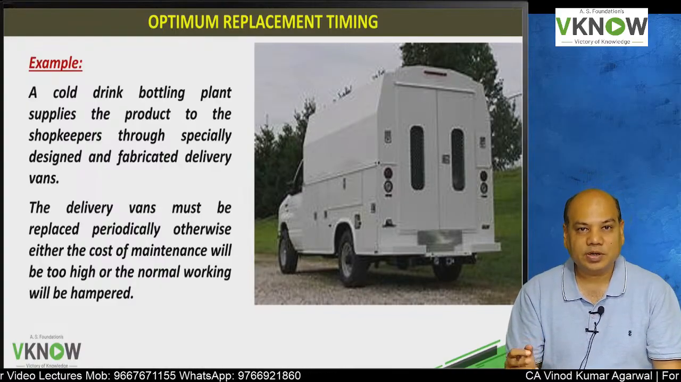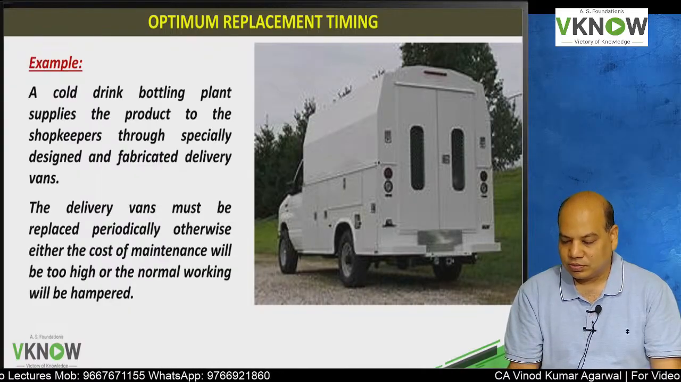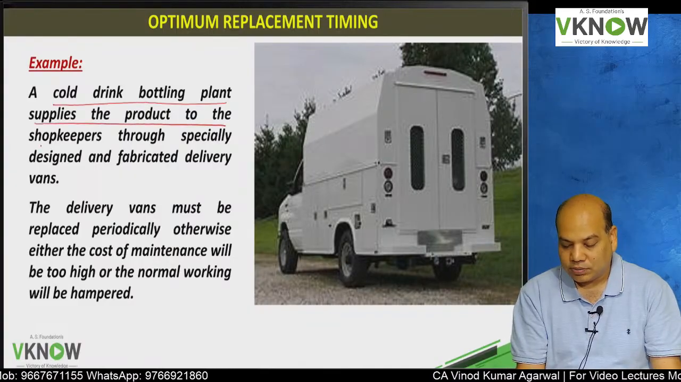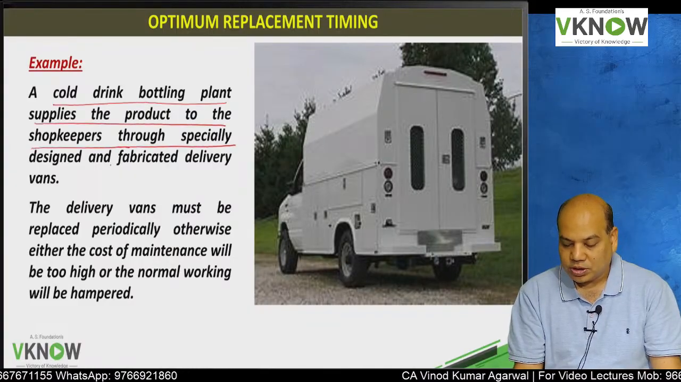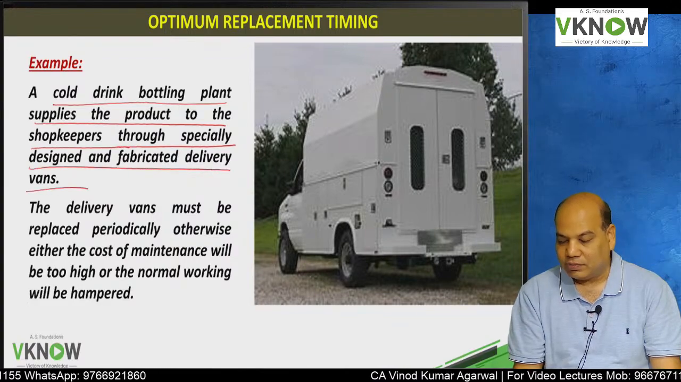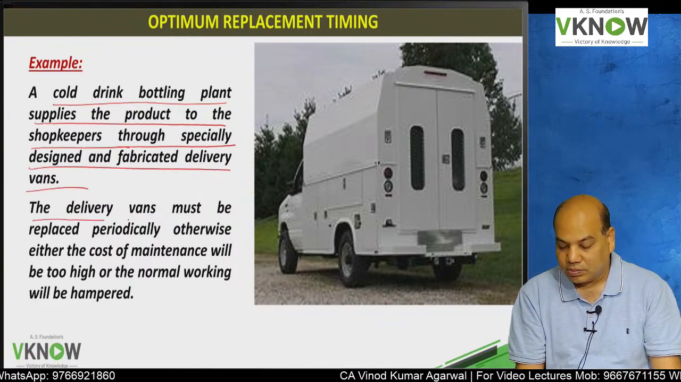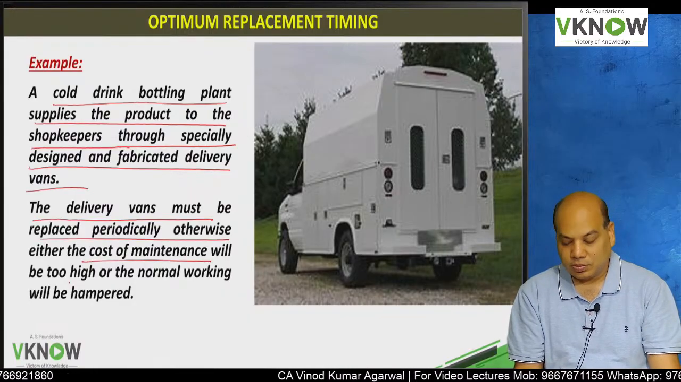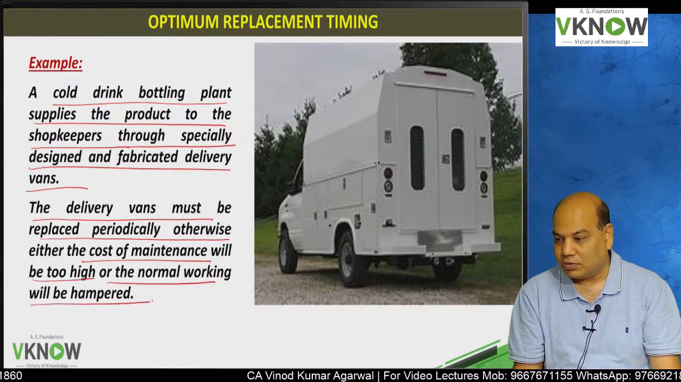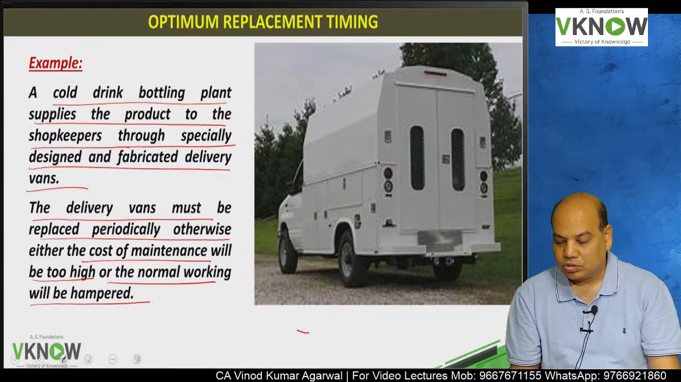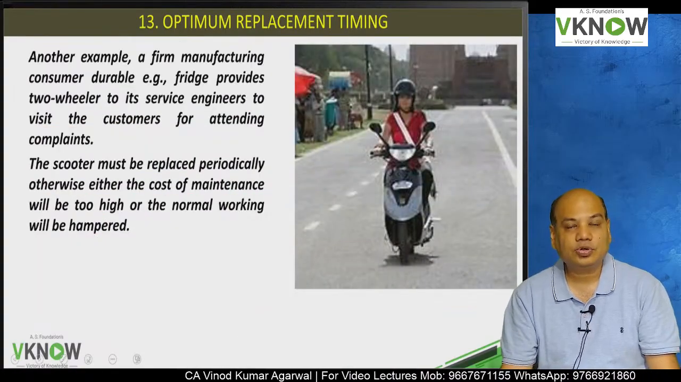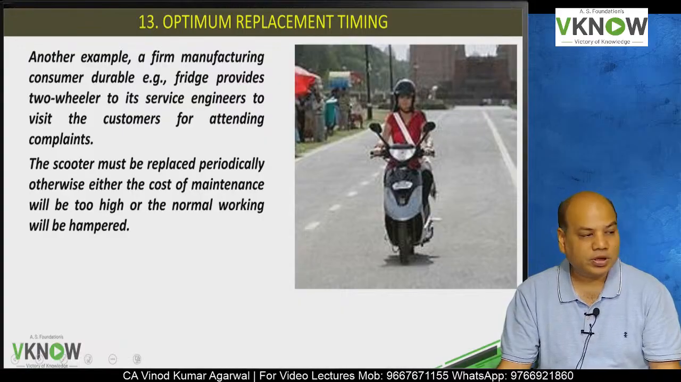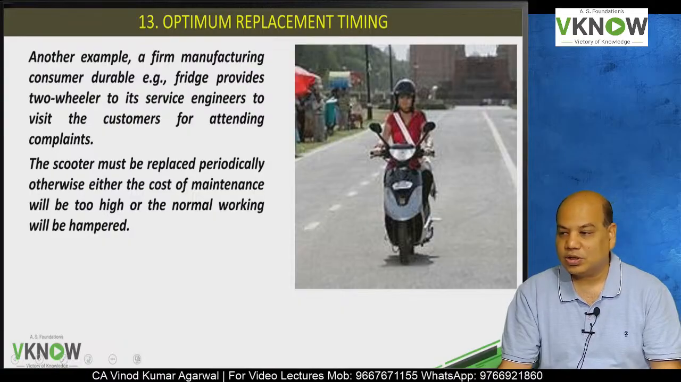If the objective is benefit maximization, choose the highest option. One more example is, a cold drink bottling plant supplies the product to the shopkeepers through specially designed and fabricated delivery vehicles. The delivery vehicle must be periodically replaced, otherwise the cost of maintenance will be too high or the normal working will be hampered. So such companies cannot afford to delay, cannot afford to hamper the customer service because their reputation is at stake.